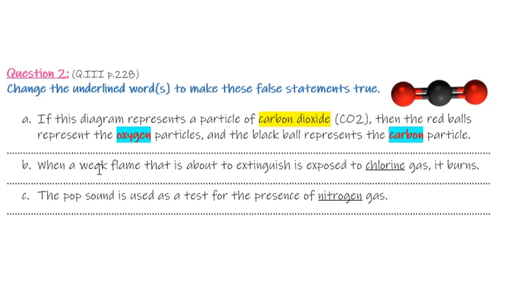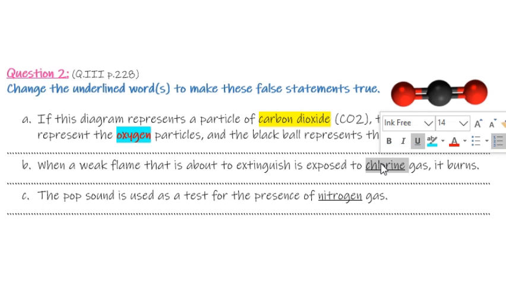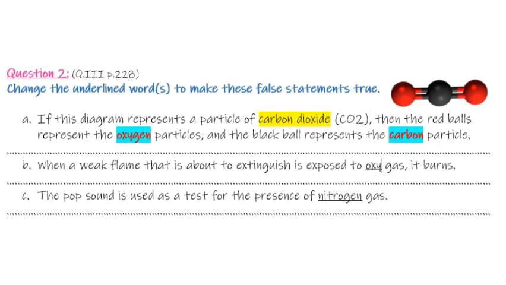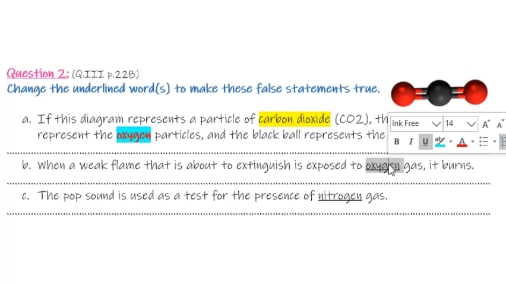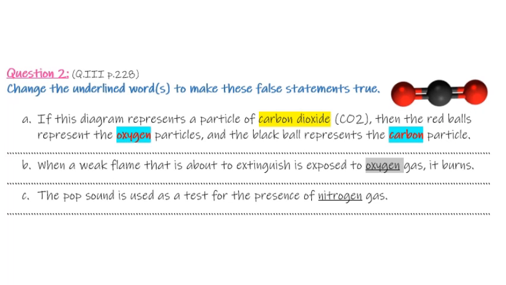Part B. When a weak flame that is about to extinguish is exposed to chlorine gas, it burns. What do you think? Which gas helps flames burn? What does fire need? It needs the oxygen gas. Excellent. So it needs the oxygen gas.